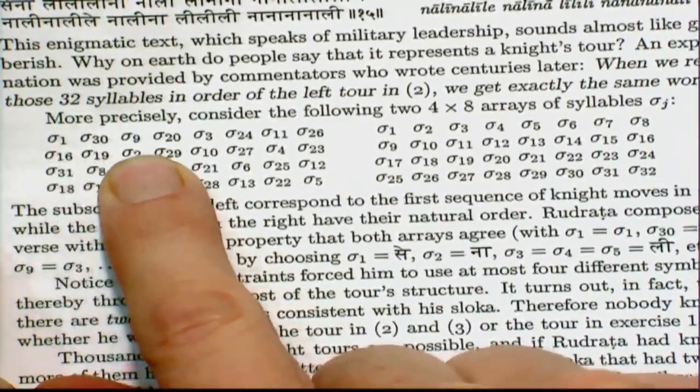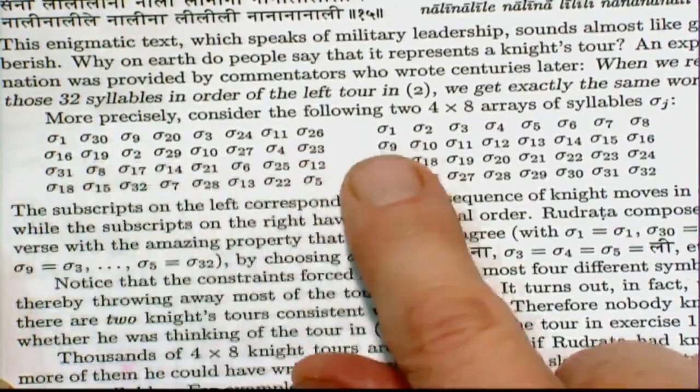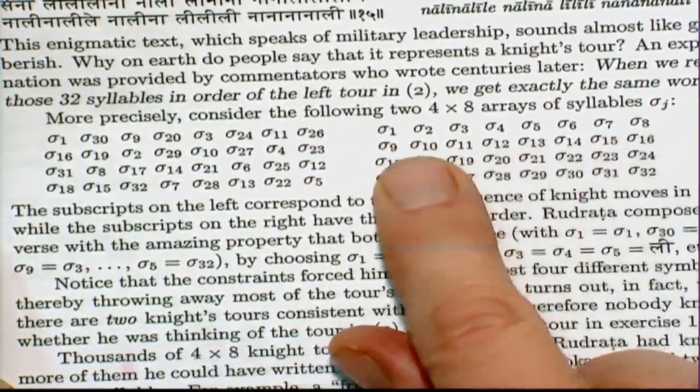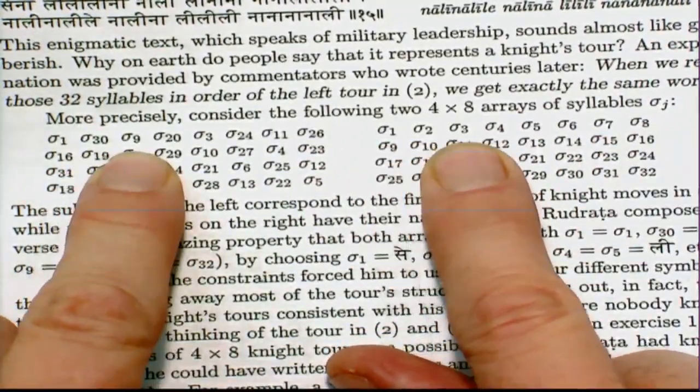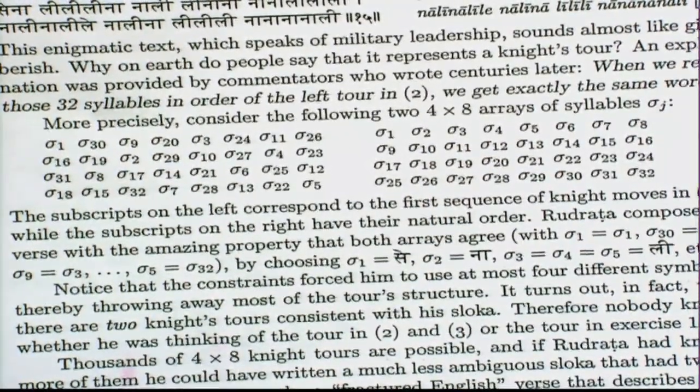So he only had 4 syllables to use there, because his knight's tour had this pattern: 1, 39, 23, 24, 11, 26, 16 has to equal 1, 2, 3, 4, 5, 6, 7, 8. So 30 has to equal 2, 9 has to equal 3, 20 has to equal 4, and so on. You put all these things together, you find out that you have only 4 different equivalence classes that you can use for different syllables.